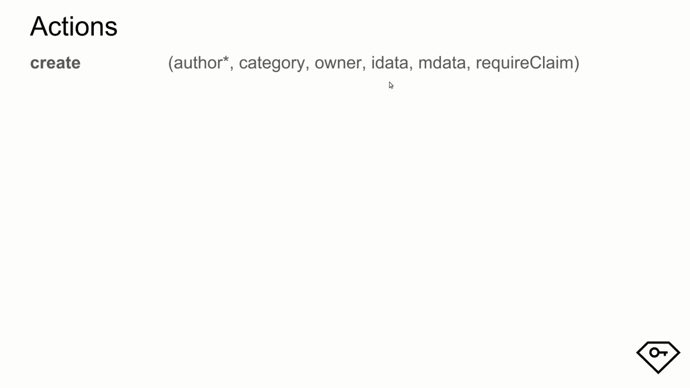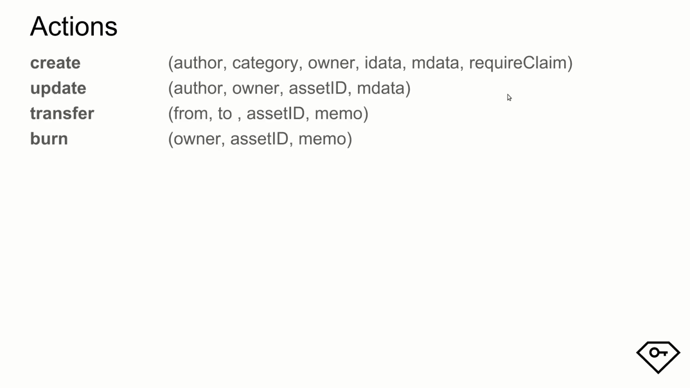IData is a string of key value pairs, and it's all the stuff that will never change after creation of the asset. MData is a string of key value pairs that specify all the aspects of an asset that can change over time, and we'll talk about require claim in a moment. So of course there's an update function where the author can change the mutable data or add new mutable data, whatever they want. There's a transfer function that belongs to the owner. The owner can transfer from or to. And there is a burn action also, which is also the domain of the owner.